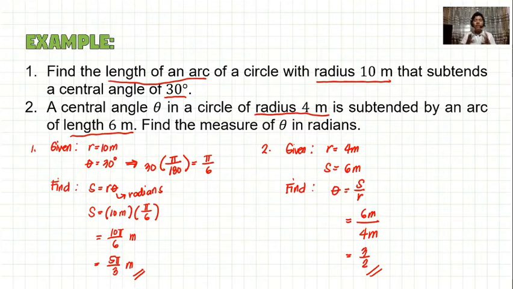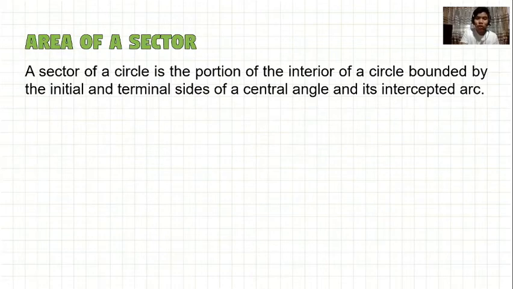And given the radius and the angle theta, we can actually solve for the area of a sector in a circle. So we will now apply these concepts in solving the area of a sector in a circle. So what is a sector? A sector of a circle is the portion of the interior of the circle bounded by the initial and terminal sides of a central angle and its intercepted arc.